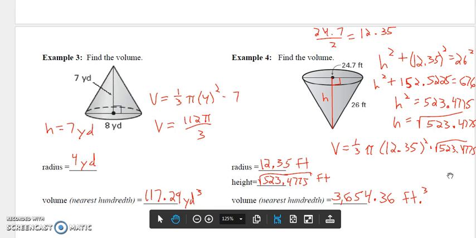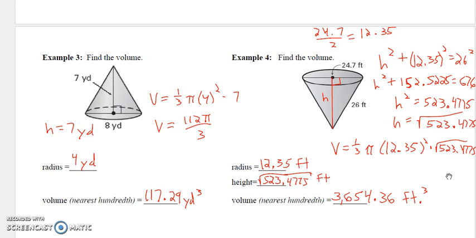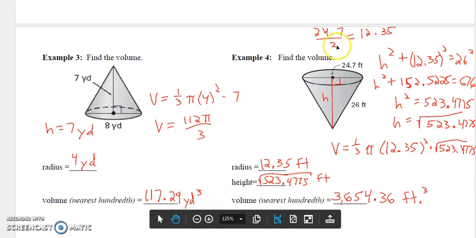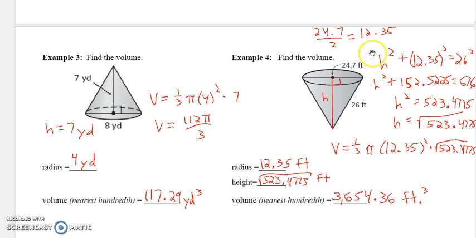Over here, it gets a little bit strange, but the reason why I wrote it like that is because, again, I want to be as precise and as accurate as possible, so I don't want to keep rounding a bunch of times. So that's why I wrote the work in that format. So let's see. The diameter is 24.7, so I divided that by 2 to get the radius. That's 12.35.